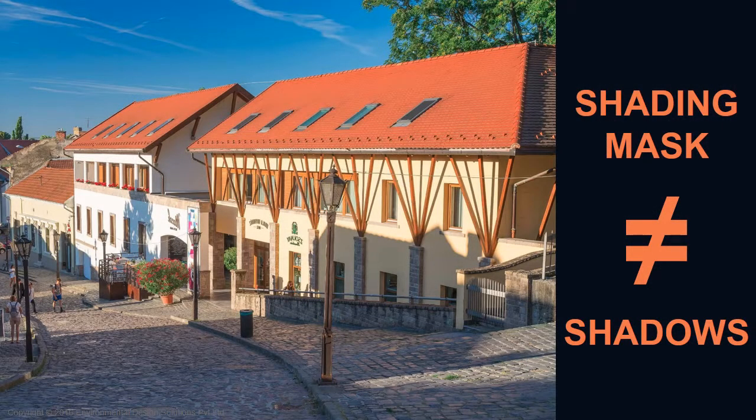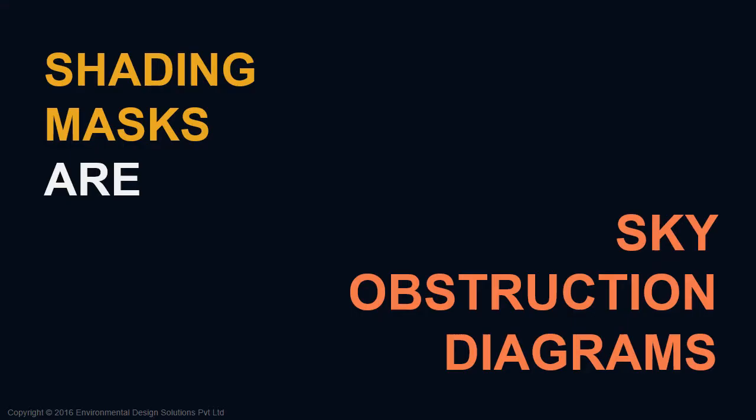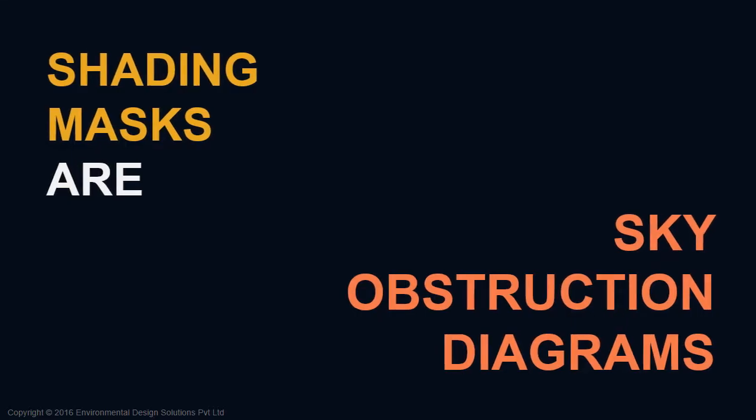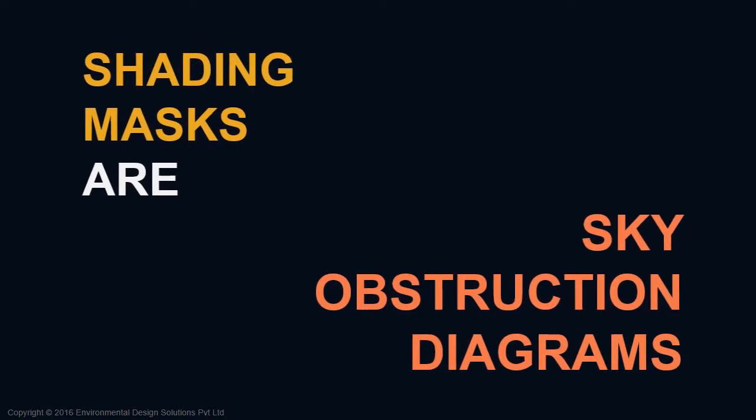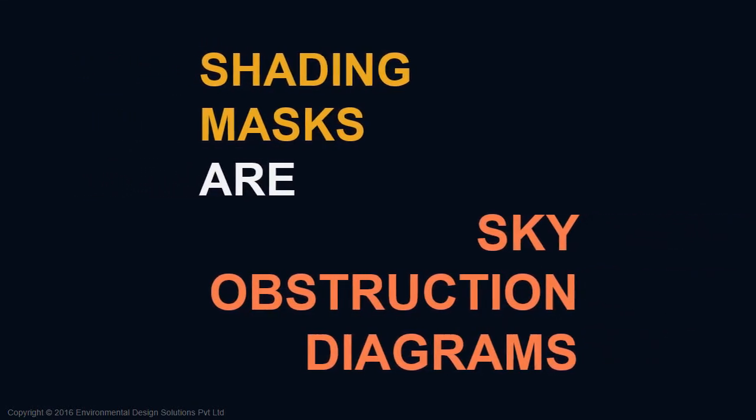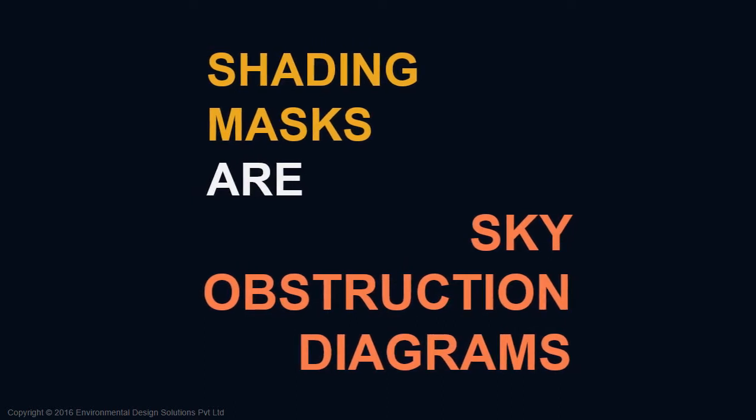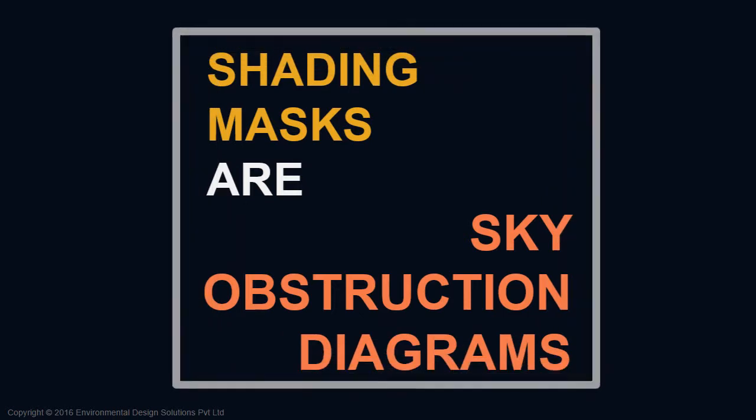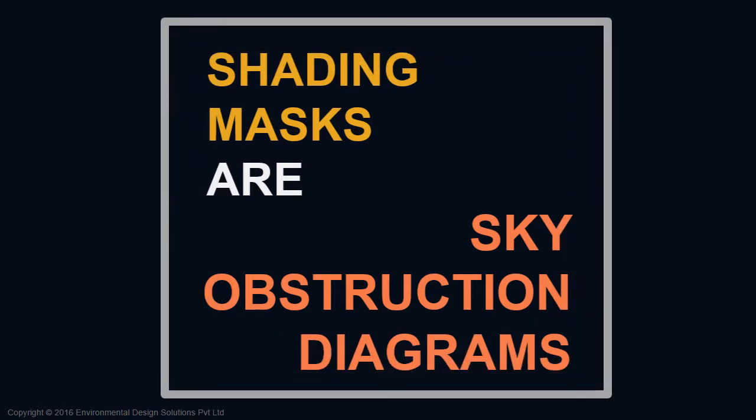A common mistake is to confuse shading mask profiles with shadows. Shading mask is not a shadow. So, I sometimes like to call this a sky obstruction diagram instead, which is not as confusing. It is good to keep this at the back of your mind while we continue using the term shading mask. Let me explain this further so you're absolutely clear with the concept.